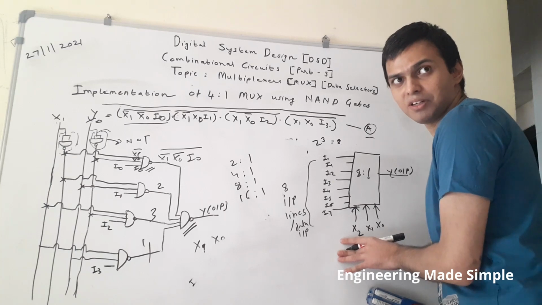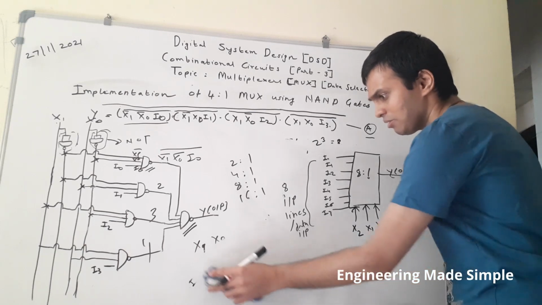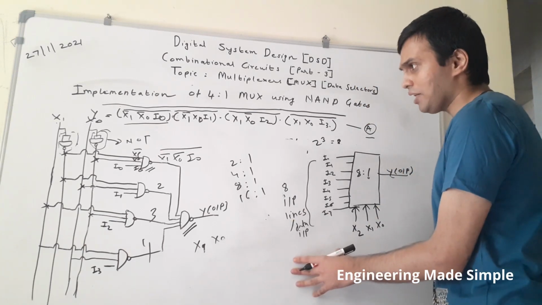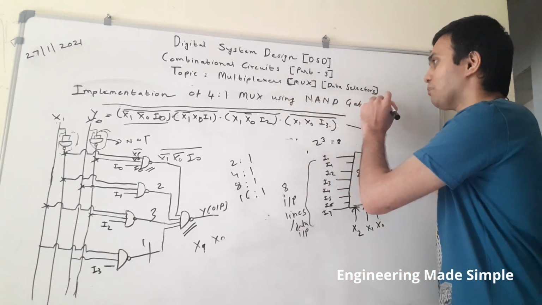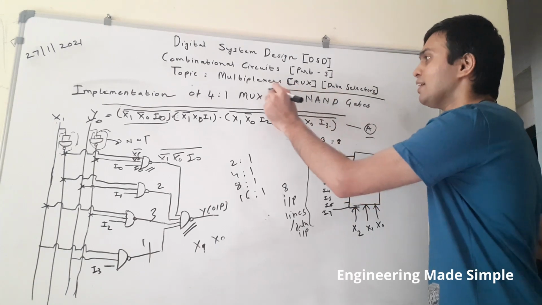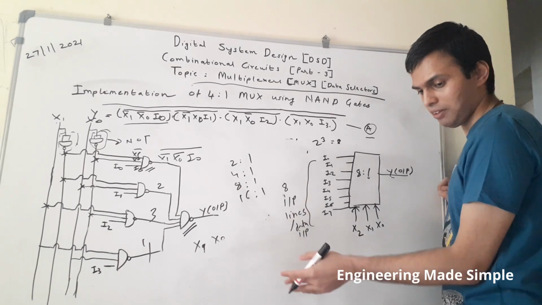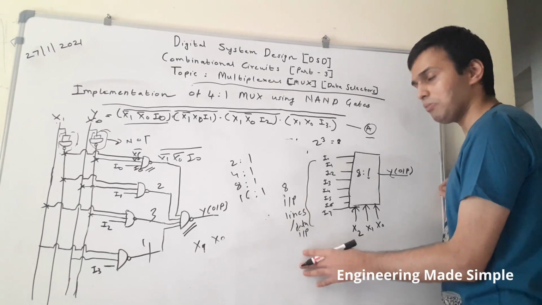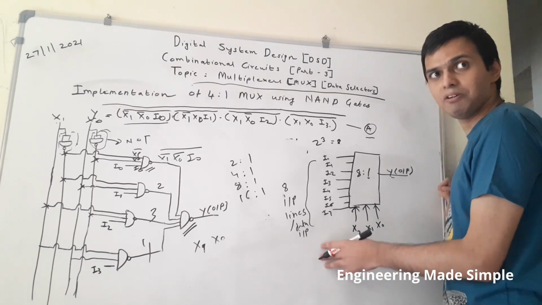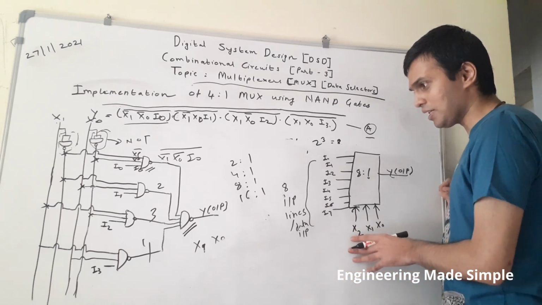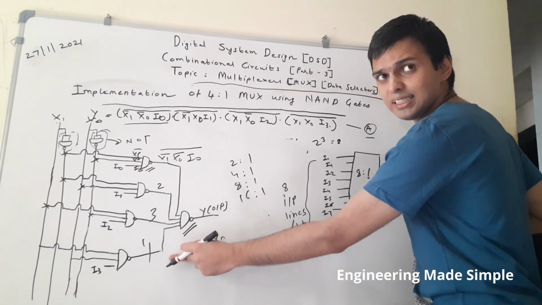The IC numbers will be different for 8:1 and 16:1. That I am not discussing, you can Google and see. But this was a basic introduction to the combinational circuit of multiplexers. I am going to take a separate lecture on problems based on multiplexers, because using multiplexers you can implement different combinational circuits and different Boolean functions also. That we will do some other time. So this was the basic introduction to the multiplexer circuit and its implementation using basic gates and NAND logic.